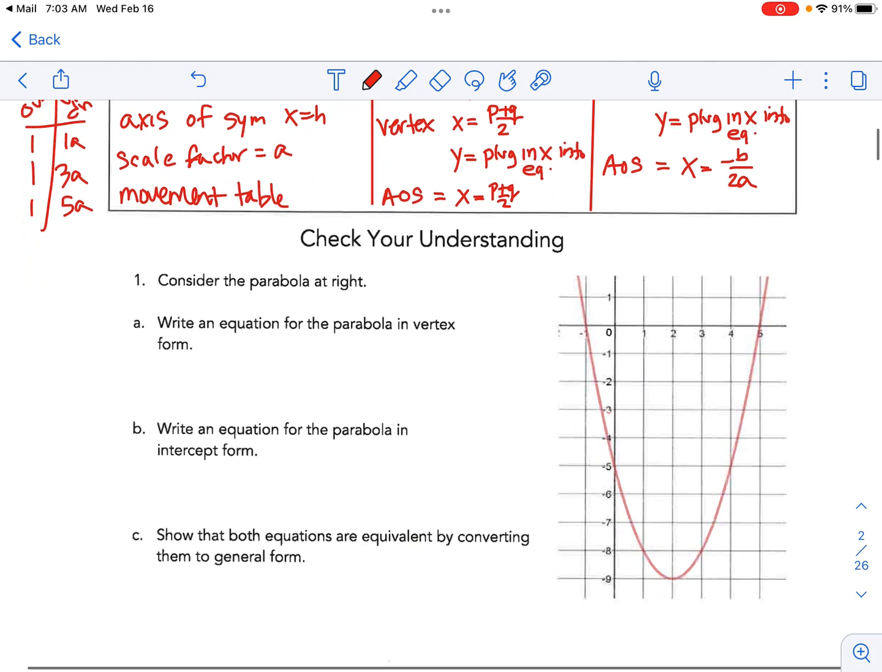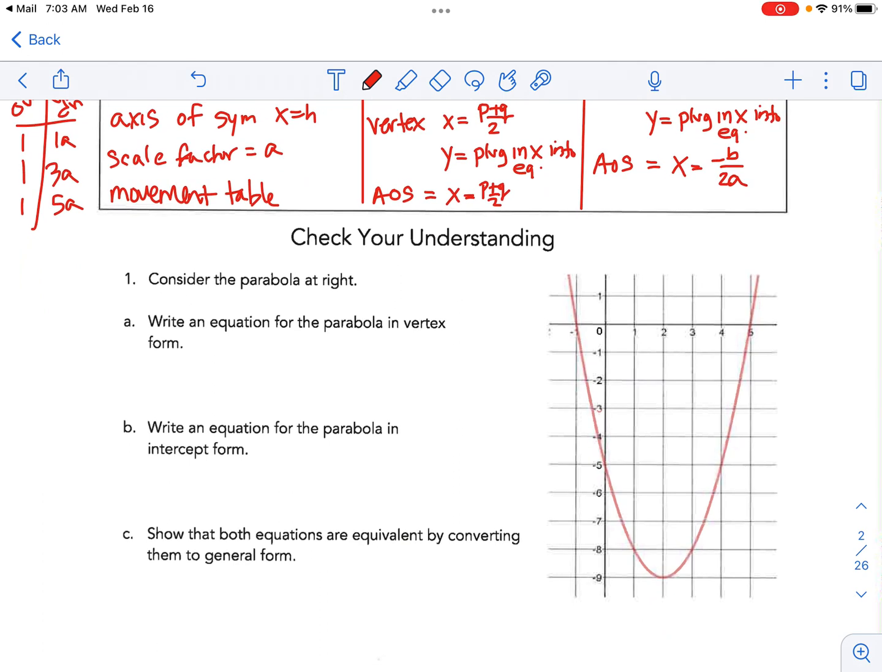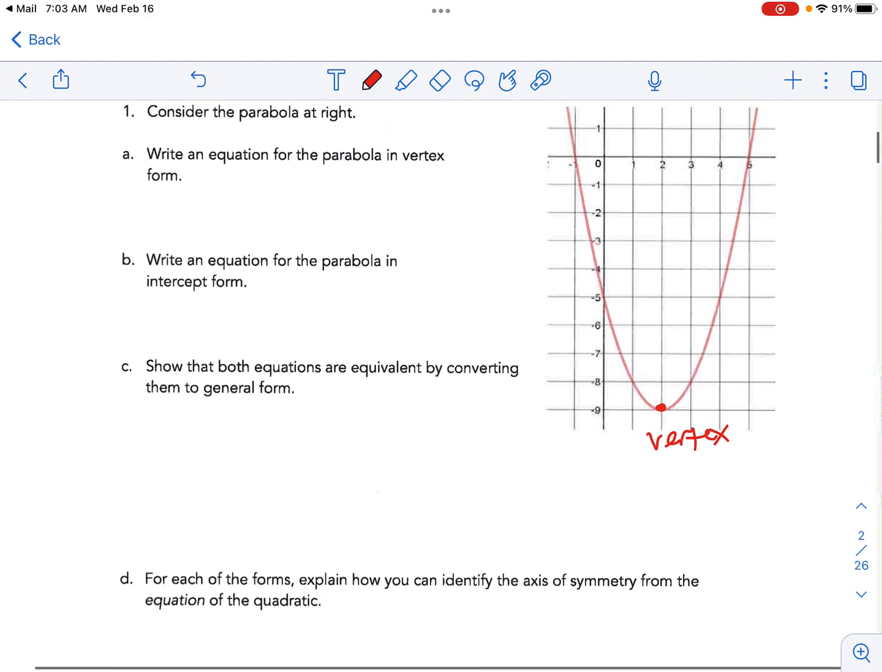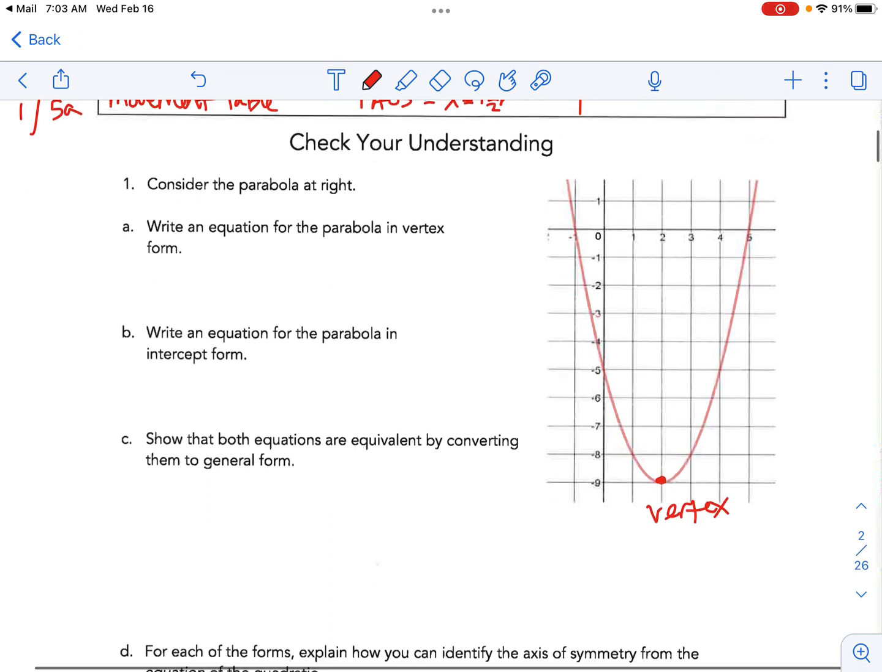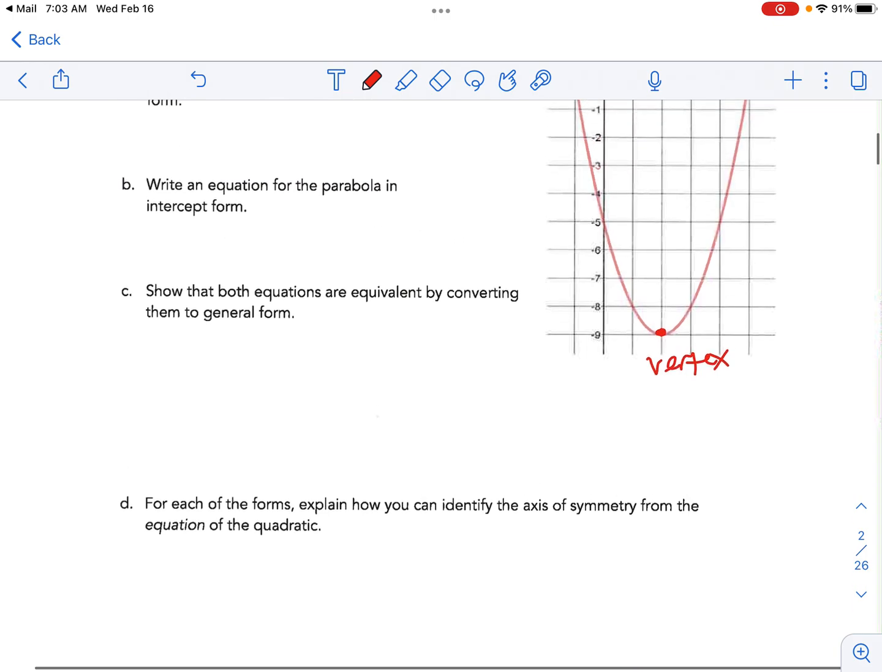So you can go ahead and work the check your understanding. The check your understanding is kind of working backwards. They're giving you the graph and the vertex, and they're asking you to come up with the equation in a couple of different forms. So you can work through the check your understanding and check your notes in Blackboard, where you can find the solutions, and then you can go on to the homework for the section.